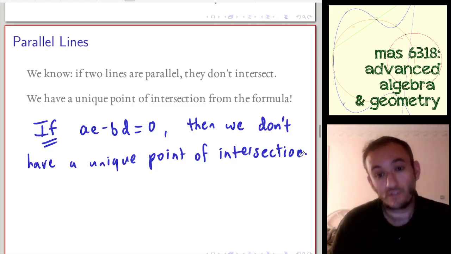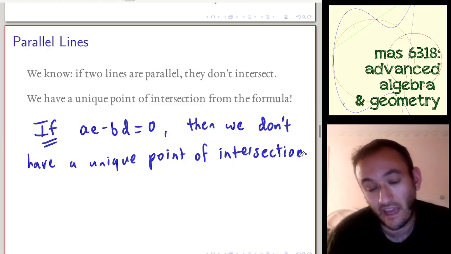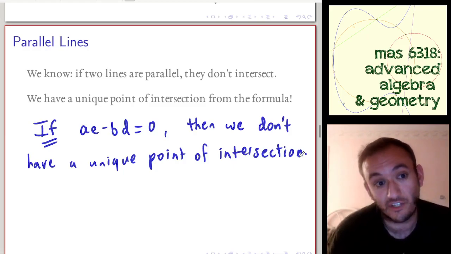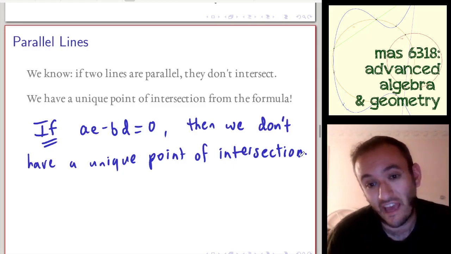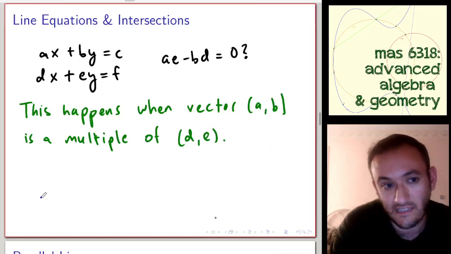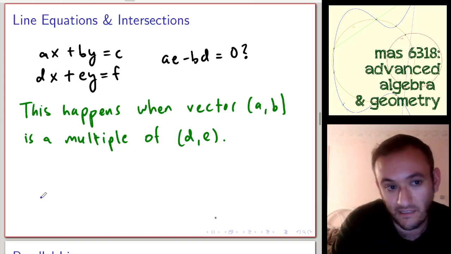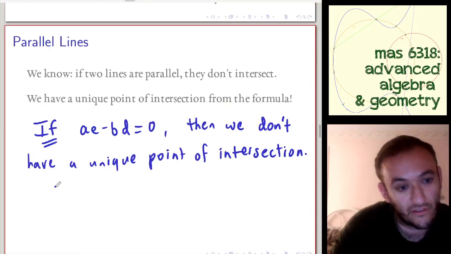Okay, so what does that mean? That means either we have a lot of points of intersection, or we can have no points of intersection. But we know for sure that if two lines are going to be parallel, then they have to have ae minus bd equals 0. So let's say ae minus bd equals 0, and as we said on the last slide, this is that (d, e) is a multiple of (a, b). So let's take that to be true.